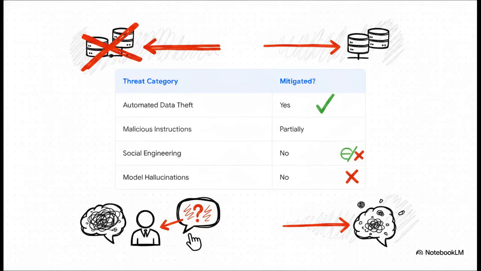So the crucial point is that lockdown mode is a fail-safe. It is not some magical impenetrable shield. It successfully mitigates automated outbound data thefts because those network channels are literally blocked.